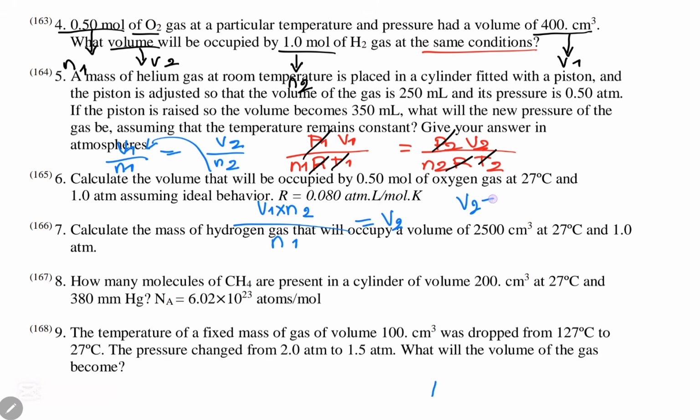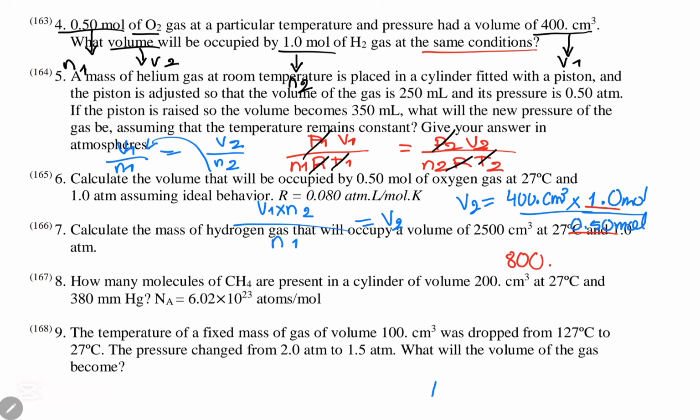So volume 2, it's equal to what? It's equal to volume 1, which is 400 centimeter cubed, times my final N2, which is 1.0 mole, divided by 0.50 mole. Now, the smallest significant figures I have here is 2 significant figures. That means my answer should be to 2 significant figures. So on your calculator, 400 times 1.0 over 0.50, that's gonna be 800.